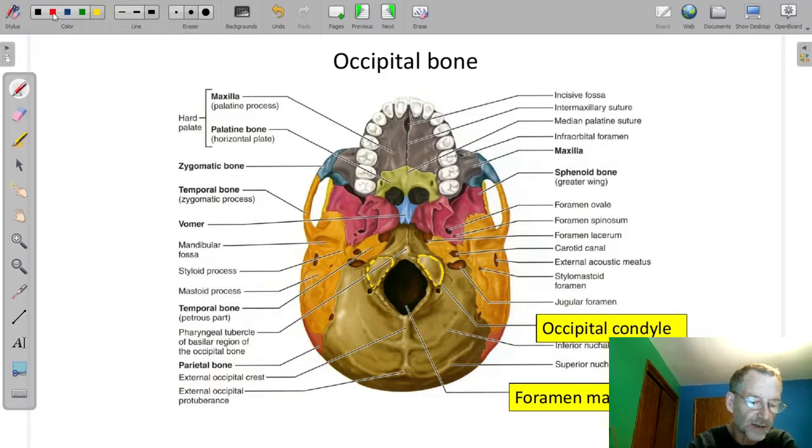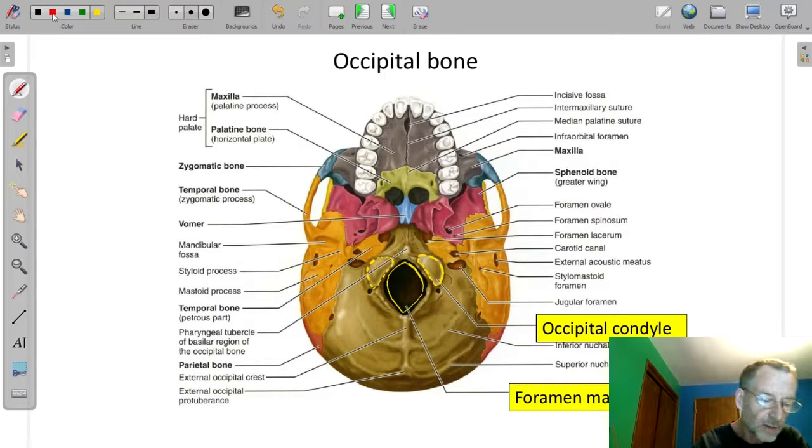And then we have the foramen magnum, which is the large hole. And by the way, it is not the magnum foramen. It's the foramen magnum. So please don't write down magnum foramen. I don't know where that comes from. Sort of like nails on the chalkboard, though.